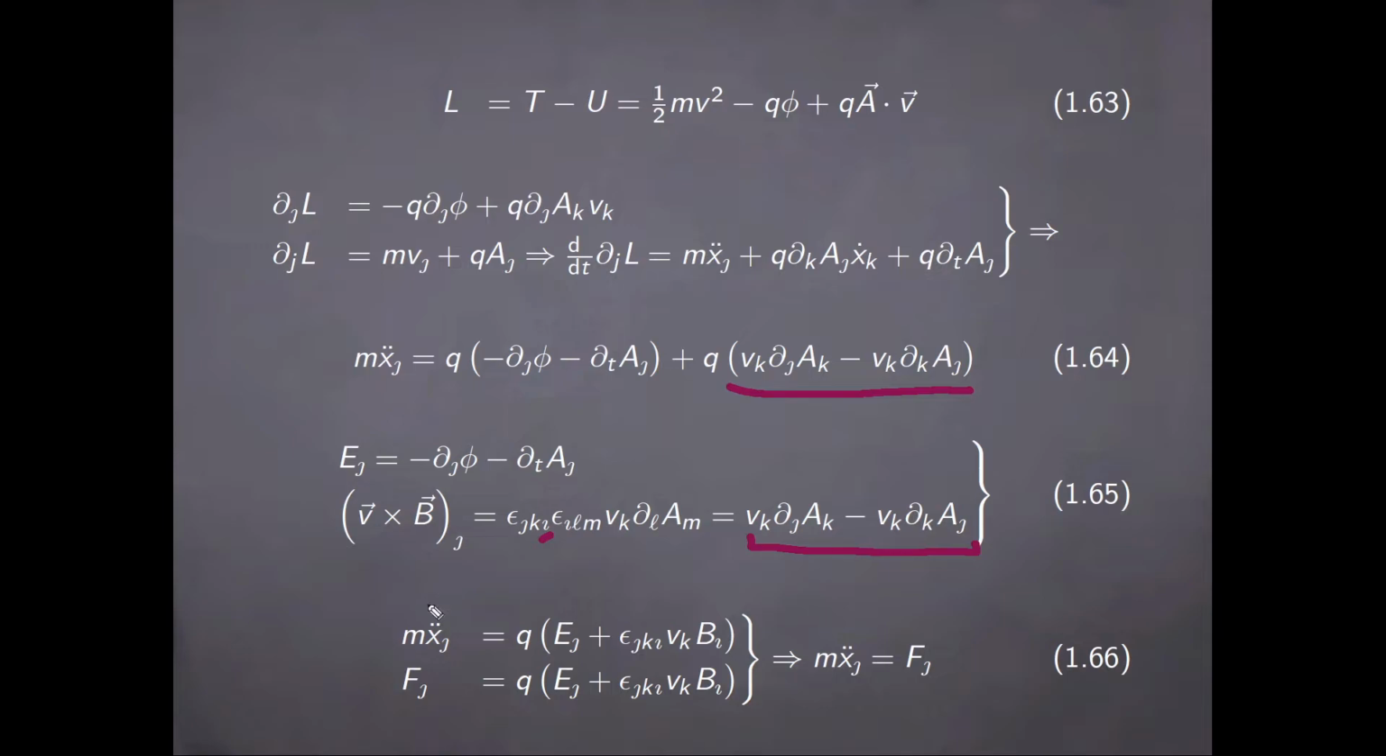So in other words, this component of the acceleration multiplied with the mass is equal to the charge multiplying the j component of the electric field plus the j component of the cross product between velocity and magnetic induction, but this is just the expression of the Lorentz force. So in effect, using this generalized potential, we have obtained Newton's equations.